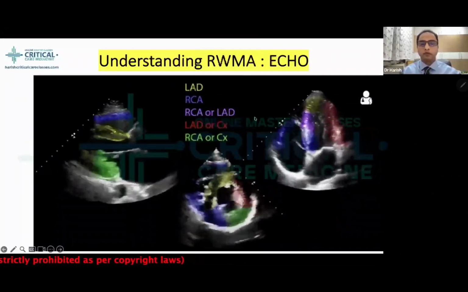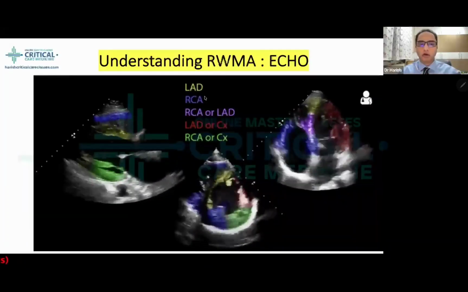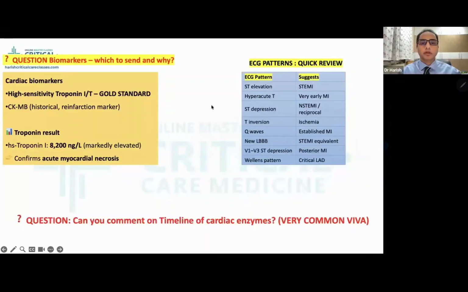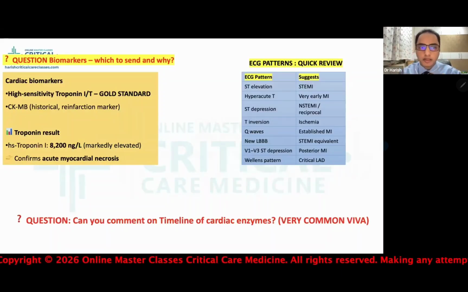Okay, so basically, this is to understand different regional wall motion abnormality in echocardiography. Suppose we have a middle-aged male patient, and on ECG we see an ST segment elevated MI. If you want to send biomarkers, which one to send and why? Obviously high sensitivity troponin I or T, which is the gold standard. CKMB is historical, but many examiners are interested to know the timeline of the cardiac markers. It helps in reinfarction identification.